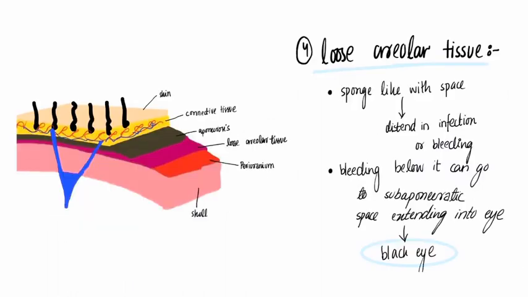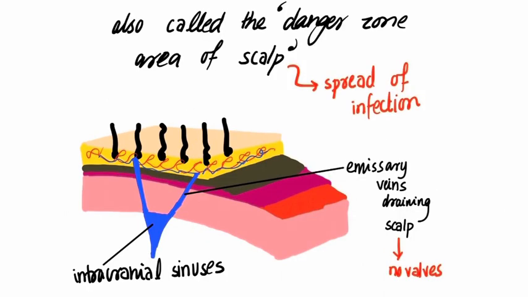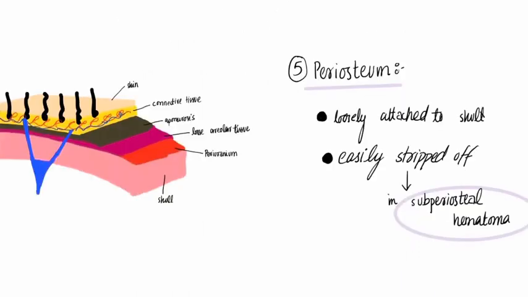The loose areolar tissue layer is sponge-like and can distend in the presence of infection or bleeding. In case of bleeding below this layer, it can extend into the eye and cause a black eye. This layer is also known as the danger zone of the scalp, as infection from this layer can spread via emissary veins into the intracranial sinuses. The periosteum is loosely attached to the skull and can easily be stripped off in subperiosteal hematoma.